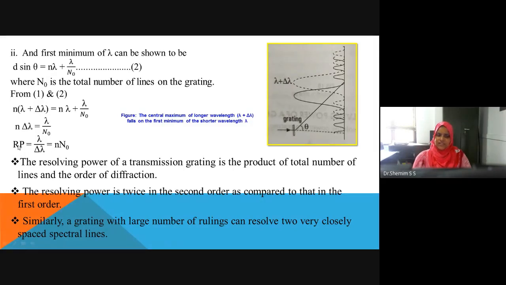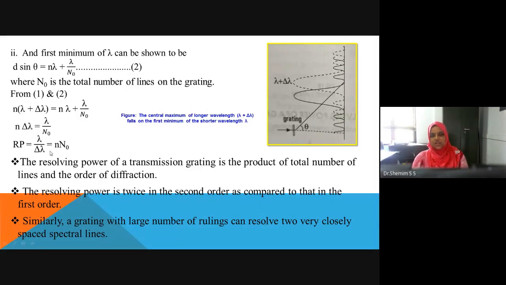From this equation, you can see that if n is equal to 1, resolving power will be equal to 1 times N0. If n is equal to 2, for the second order, resolving power will be equal to 2 times N0. That is, resolving power doubles with the order. Since it is a product of order of diffraction and the total number of lines, we can say that resolving power is twice in the second order as compared to that in the first order. For the third order, the resolving power will be thrice that of the first order. Like that, resolving power increases with the order of diffraction.